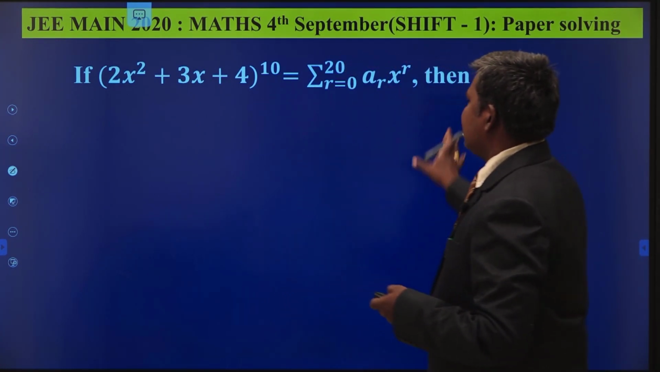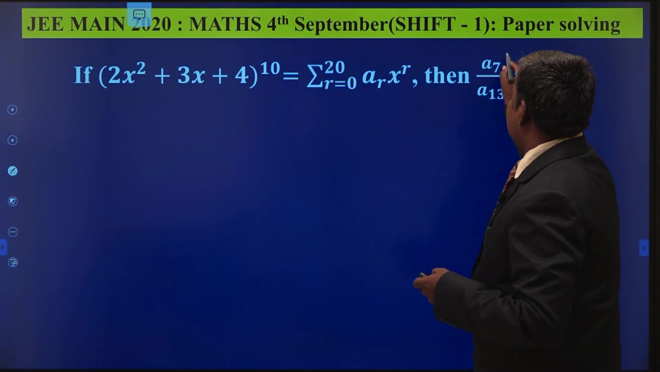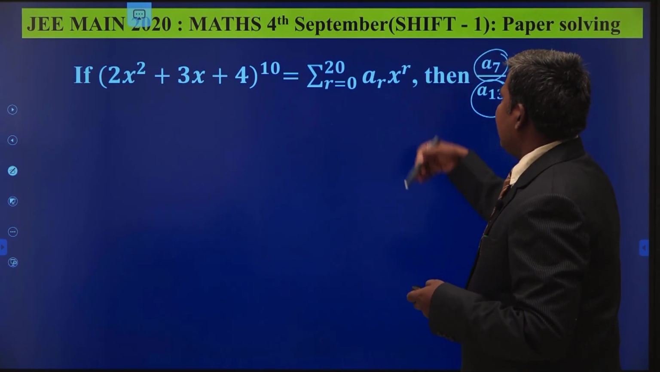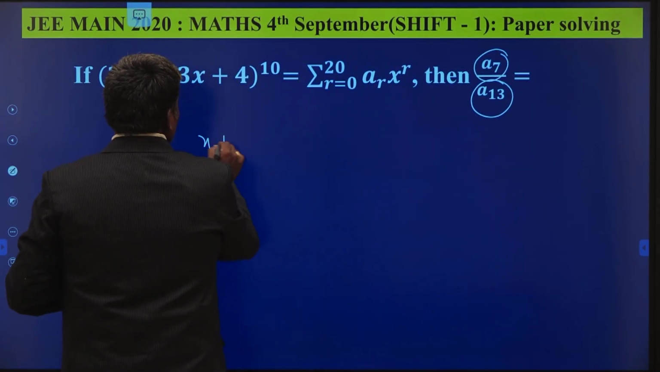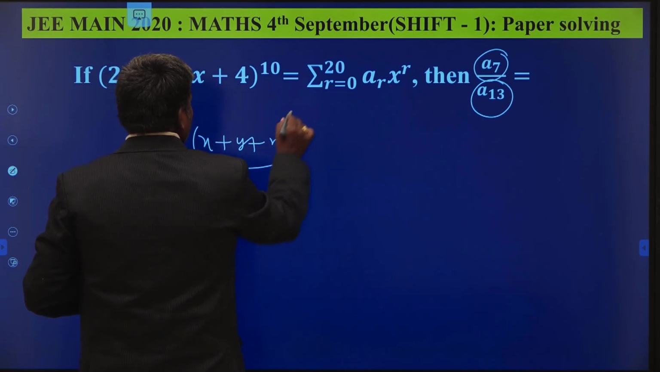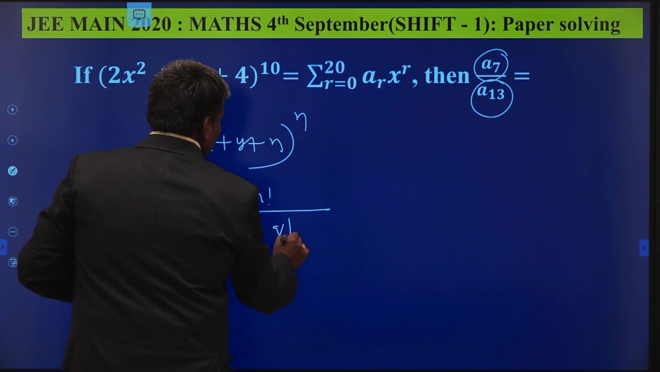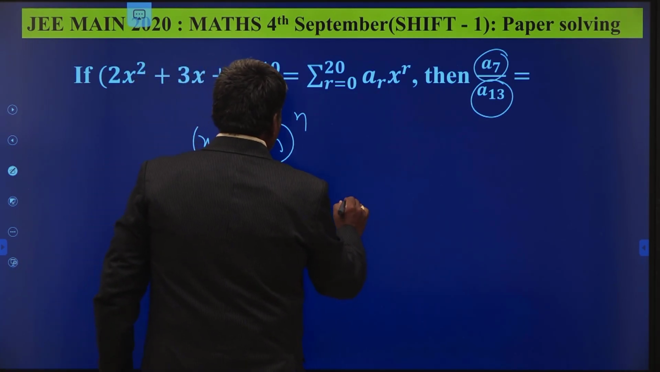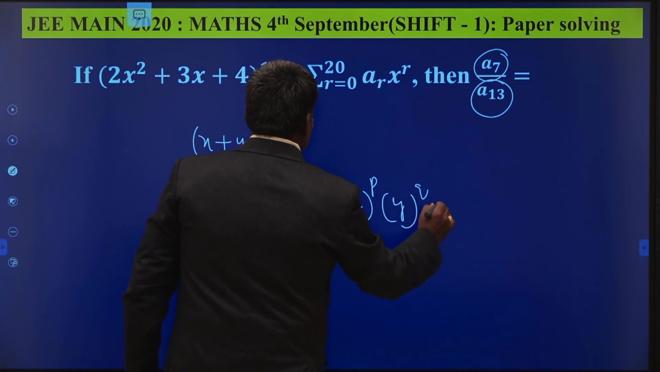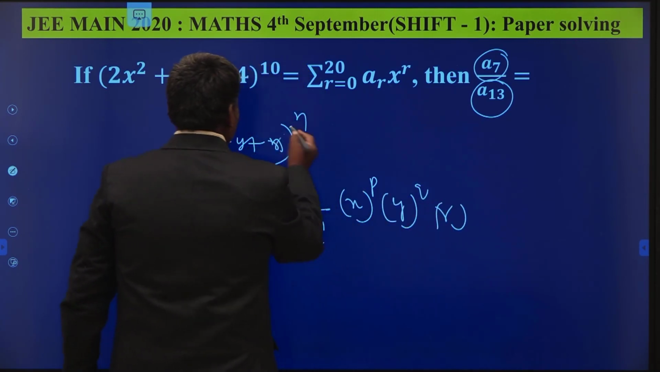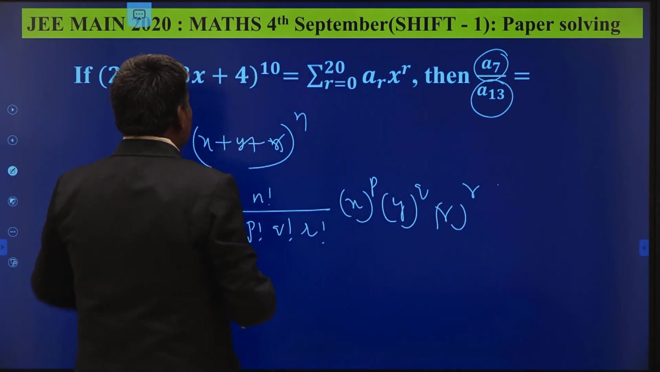So for this one, this is a binomial theorem. You can use the multinomial theorem. Then only we obtain the A7 and A13 and simplify this one. You can easily get the answer. What is x plus y plus z whole to the power of n general term? Its general term is n factorial by p factorial into q factorial into r factorial, the first term power p, second term power q, third term power r. So this is the general term of this expansion.